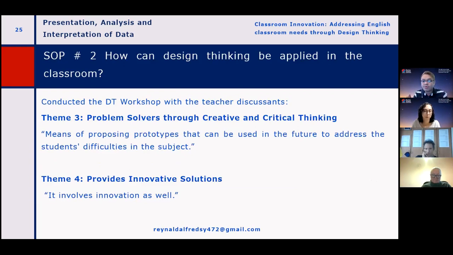Then problem solvers through creative and critical thinking because we brainstorm, we welcome ideas, we think out of the box. We think of the impossible, but then again, we try also these impossible things on whether they will be workable or not. Because design thinking believes that we should continuously test, test, and test, and then reject if they do not work. But if they work, then let's continue and develop it.